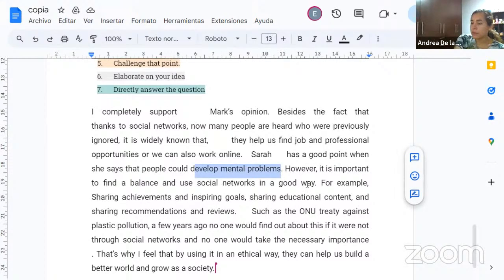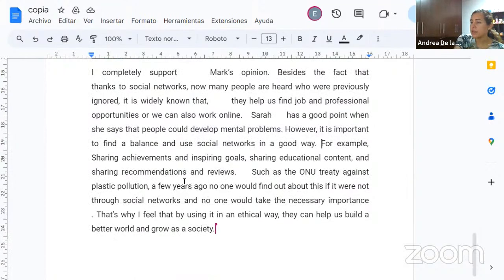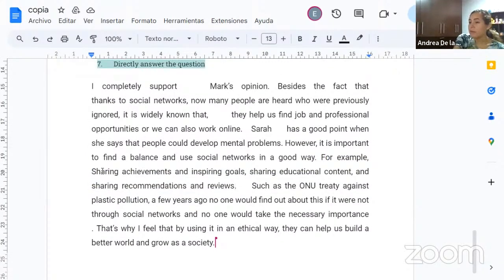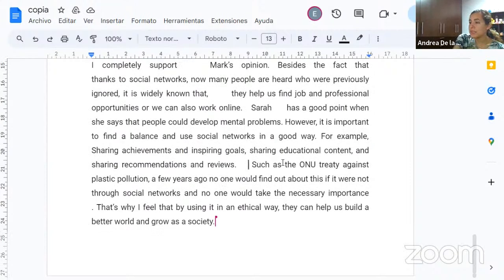And then we have, for example, sharing achievements and inspiring goals, sharing educational content, and sharing recommendations and reviews. Okay, good. So yes, these are examples of the good things that you can do with social media, right? I would maybe add something else. I would say, for example, some of the many, I don't know, the many uses or positive uses of social media would be, and then you can mention these ones. And we have such as the ONU Treaty Against Plastic Pollution.